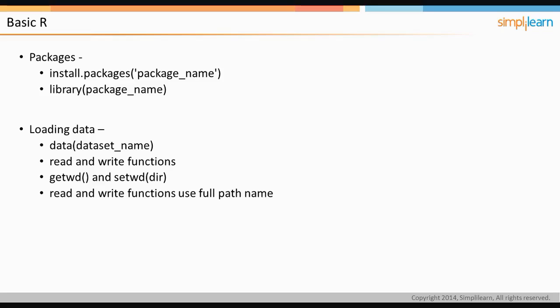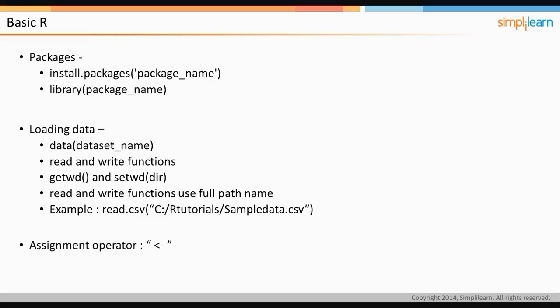In case the working directory is not set, the full path name needs to be specified for read and write functions. For example, read.csv of c:/r tutorials/sample-data.csv. Note that R uses the / for specifying directories. The assignment operator in R is different from the equal to operator. To assign a value to a variable in R, use the less than dash symbol.